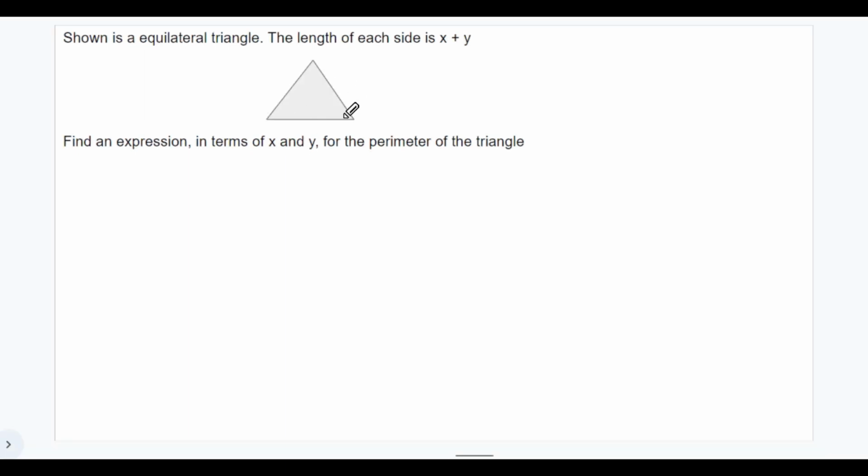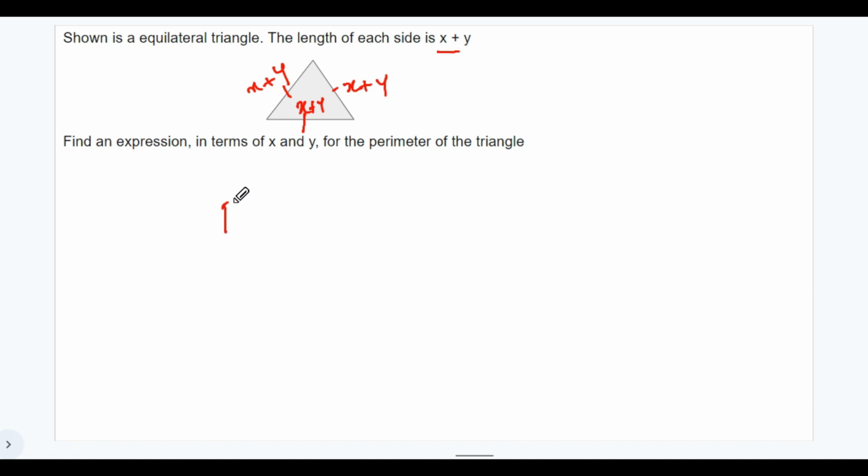Okay, so here is a triangle in front of you, which is an equilateral triangle. You know what the meaning of an equilateral triangle is? It has all the sides equal. So the length of each side is equal to x plus y. It means all the sides are equal to x plus y. Why? Because this is an equilateral triangle.